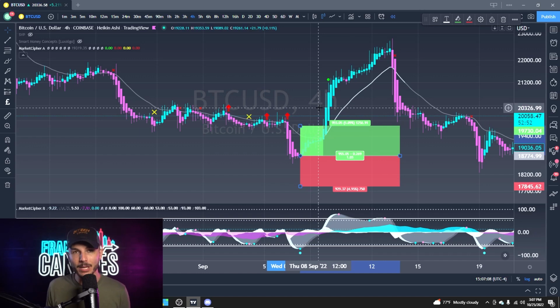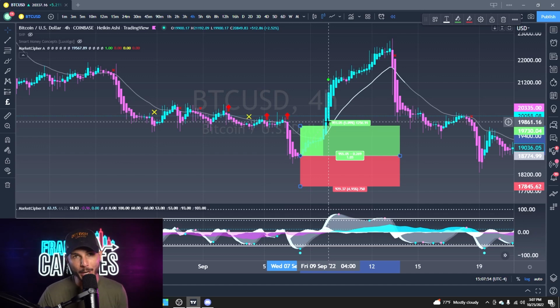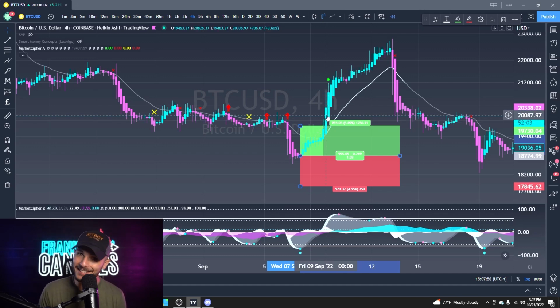Just like stop losses, you want to set your take profit levels based off of essentially support and resistance. You want to take profit just before you hit a level that you're expected to bounce away from. So the first tool we're going to take a look at, guys, is, yes, you guessed it, volume profiles.